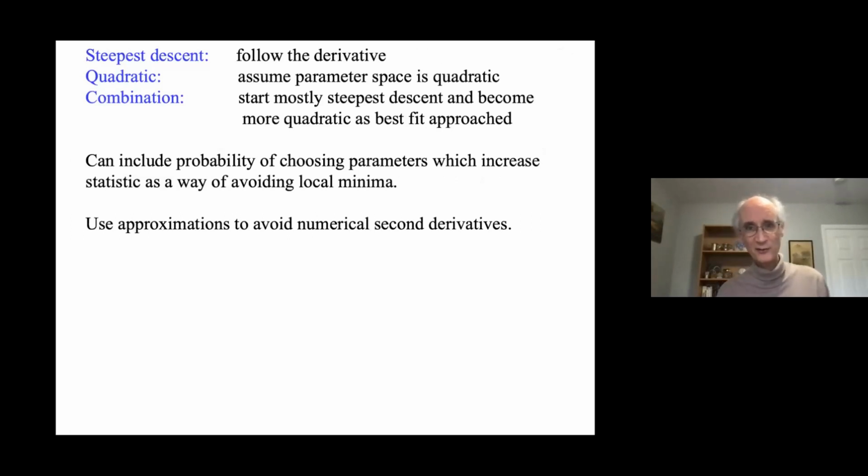There are ways of tweaking this. You can throw in a probability of actually increasing the statistic, as a way of jumping out of a local minimum. Also, I would note that there are some approximations that go in because you want to avoid numerical second derivatives, because that just blows up your noise.